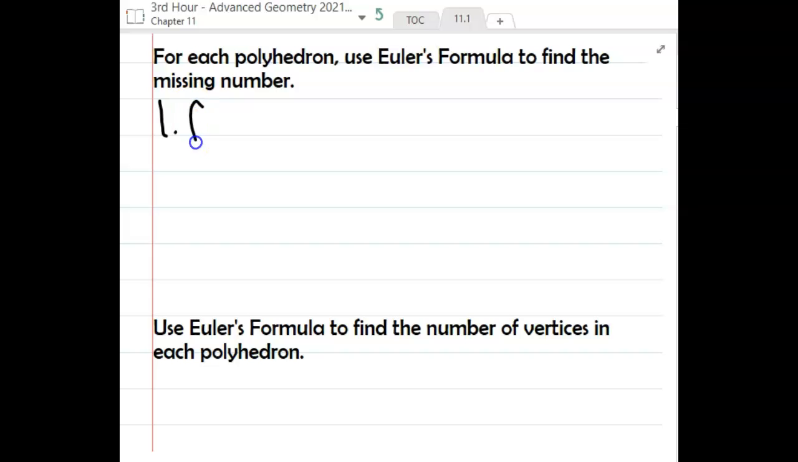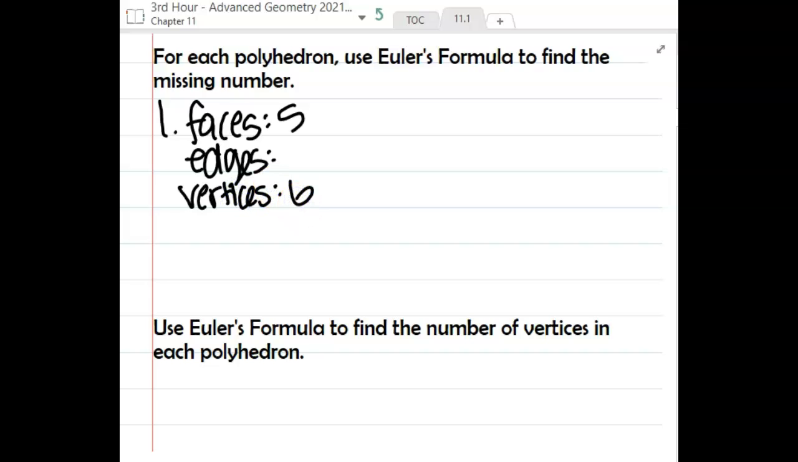So let's say I have a polyhedron that has 5 faces. I don't know how many edges, but I know that there are 6 vertices. So I have a polyhedron with 5 faces and 6 vertices. I'm looking for the edges. As a reminder, Euler's formula says F plus V equals E plus 2. Faces plus vertices equals the edges plus 2. So just plug the numbers into the formula.